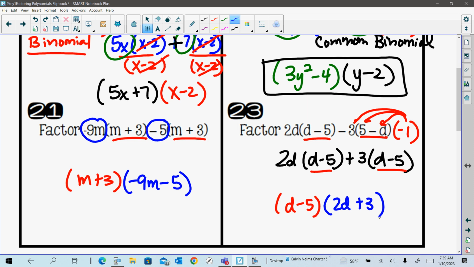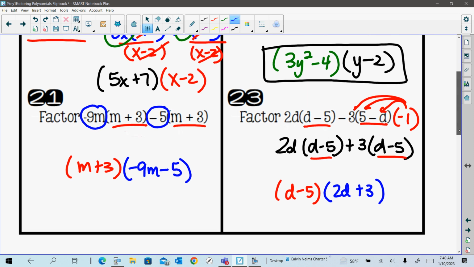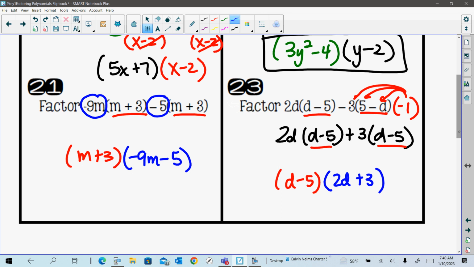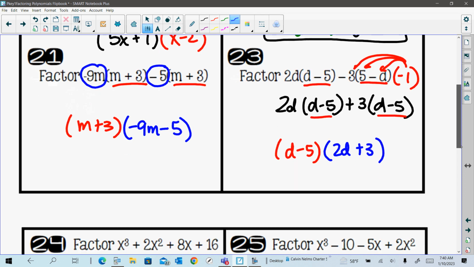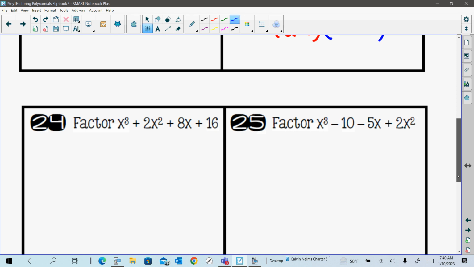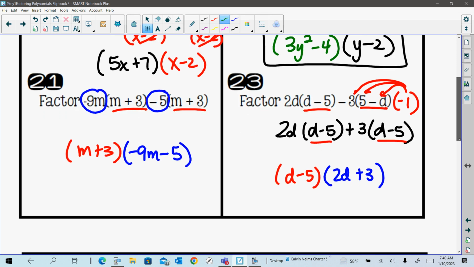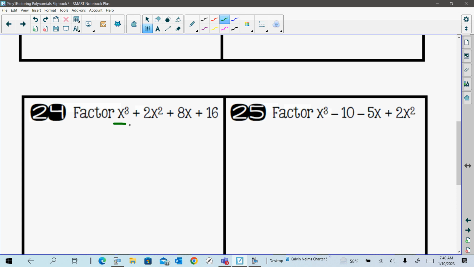Now, seeing a common binomial, what we just did here is how you do a 4-term polynomial. So this skill, seeing a common binomial, is important for the last part. So on 24, we now have 4 terms, meaning between our plus and minus signs there's 1, 2, 3, 4. You have 4 terms. The way you do a 4-term polynomial, you first group the first 2 terms together. So x cubed plus 2x squared. You group those 2 terms together.